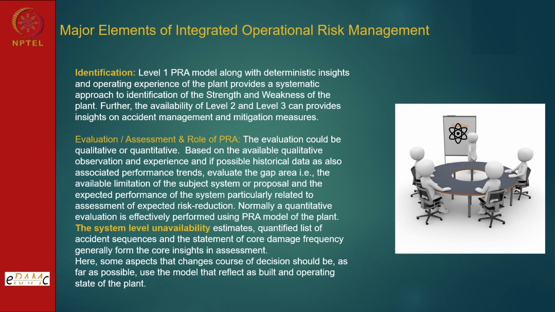Now, identification, evaluation and assessment can happen at the level of brainstorming to begin with, and then they can have some sort of a systematic safety document, deterministic and probabilistic document development. Whether any change can be implemented or not, a decision can be taken, and then finally it is system level, so let us revisit our PRA model.